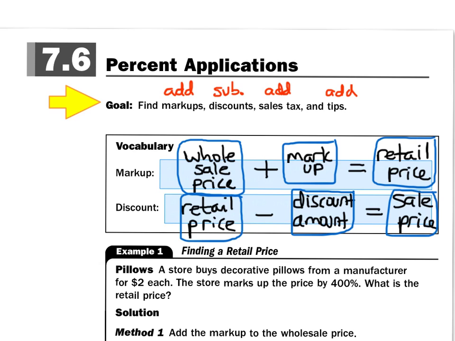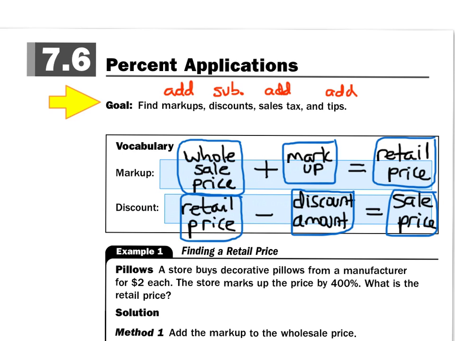And people say, well, why do they do that? Well, remember, a store has to pay its employees. It has to pay for the lease on its retail space. So they have their costs. They have to pay their utility bills. So that's why they mark up the price. And then we get what's called a retail price. And that's what you and I as customers pay for something.